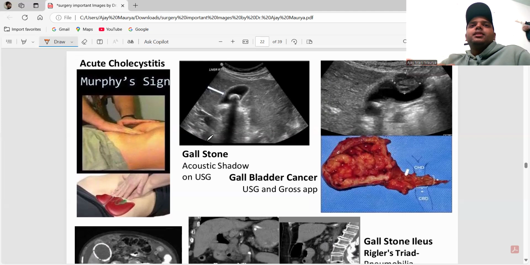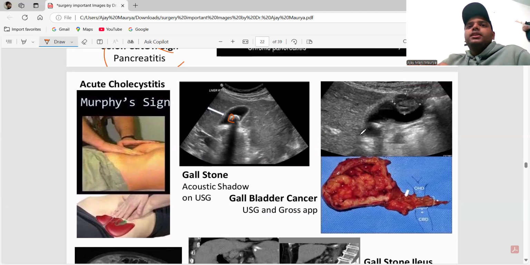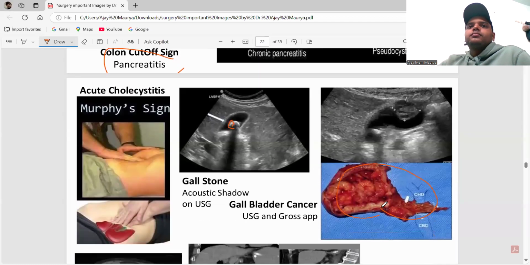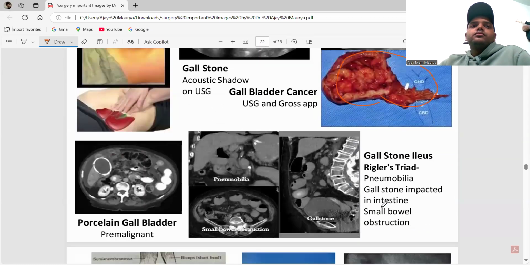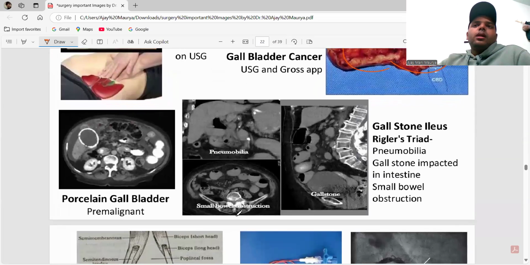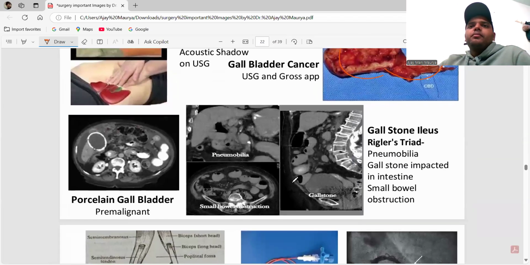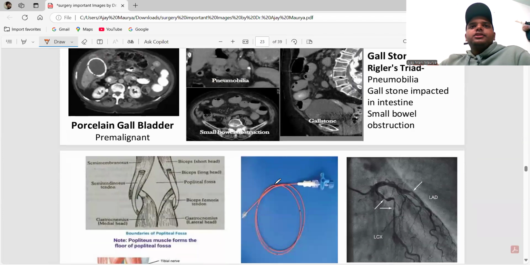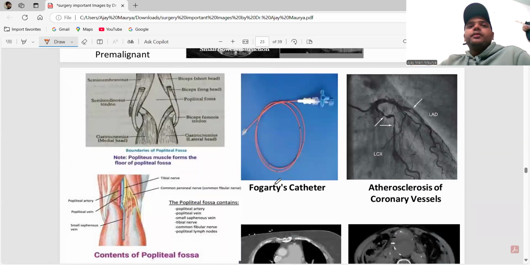This is the gallstone. This is the gallbladder cancer, guys. Just remember it, guys, about the gallstone.